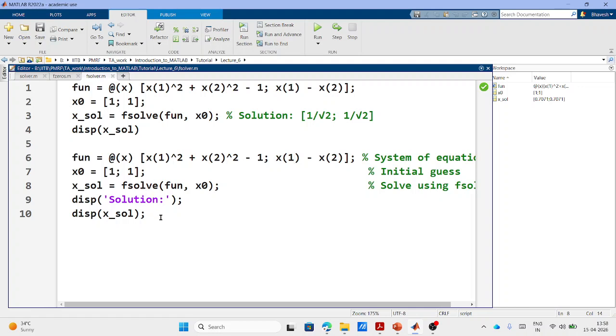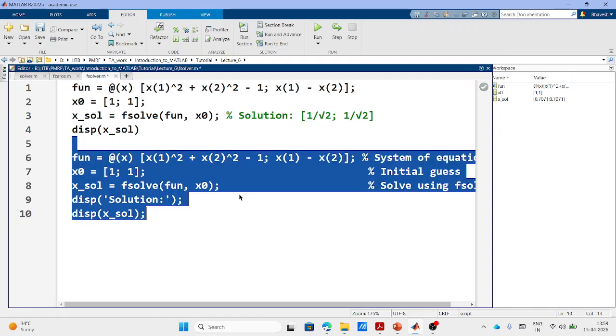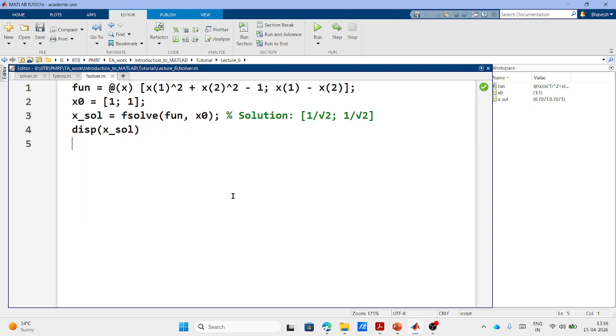I don't know why I have this two times, but I might have made some mistake. They are essentially both the same equation, so there is no need of this part. Yeah, so there is no need of this part. So this is how fsolve works.